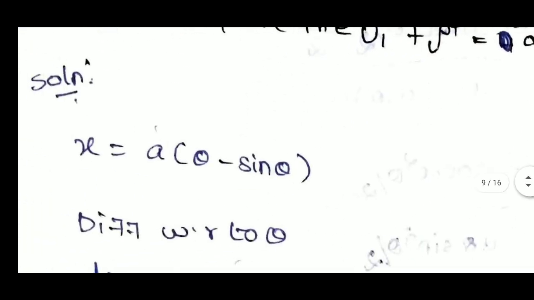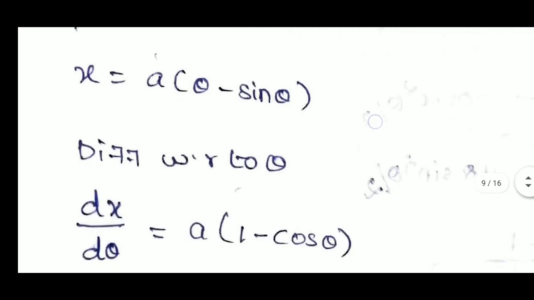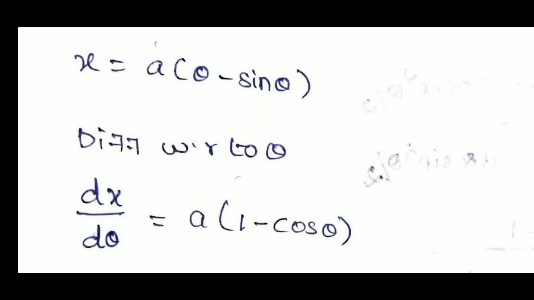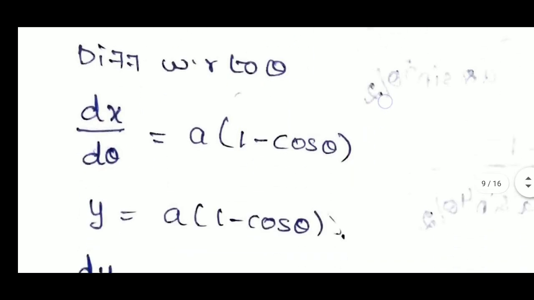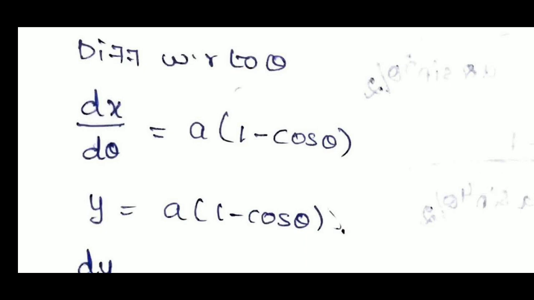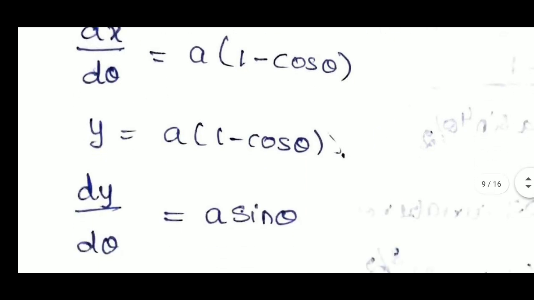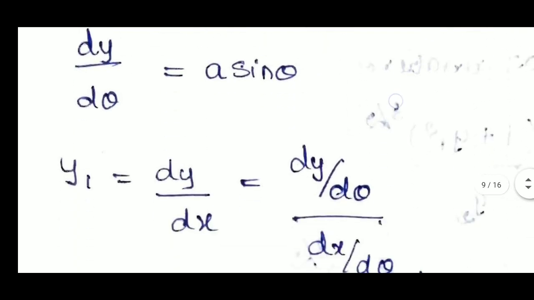Solution: x equal to a into theta minus sin theta. X is in terms of theta, so we differentiate with respect to theta. Dx by d theta equal to a into differentiation of theta with respect to theta, which is 1, minus differentiation of sin theta, which is cos theta. So we get a into 1 minus cos theta. Y equal to a into 1 minus cos theta. Differentiation of y with respect to theta, dy by d theta, equal to a into minus of differentiation of cos theta, which is minus sin theta. So minus into minus we get plus sin theta.